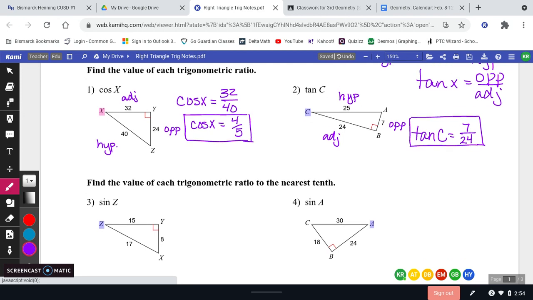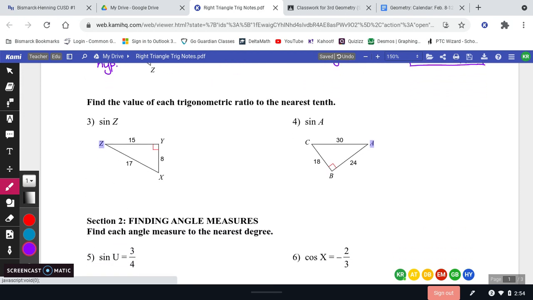Now 3 and 4, same concept, except we're going to round to the nearest tenth, so we're going to turn it into a decimal basically. So, sine of angle Z. Find angle Z. Again, this side is the hypotenuse. It's the longest side, across from the right angle. Across from angle Z is my opposite side. Next to angle Z is my adjacent side. So sine of angle Z is the opposite side, 8, over the hypotenuse, 17. It won't reduce, so just leave it like that.